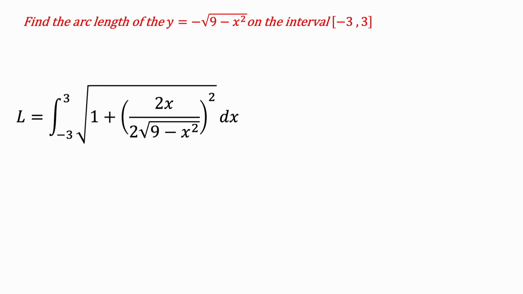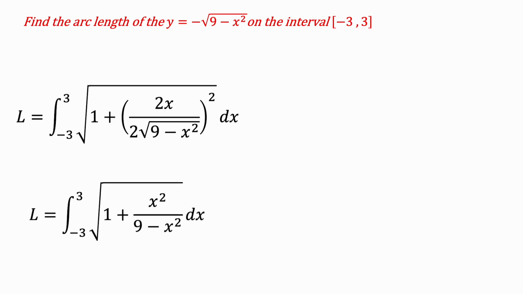I think everyone knows how to take this derivative. Now, substitute the derivative and square it. Yes, replace the derivative in the formula. Very good. Then we can simplify it a little. After simplifying the derivative squared, we get 1 plus x squared over 9 minus x squared. Now, let's simplify this and move on to integrating.